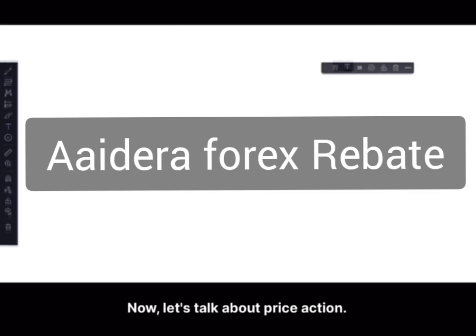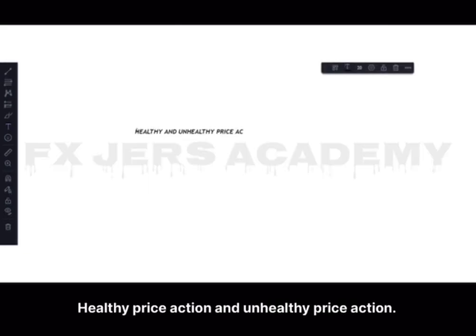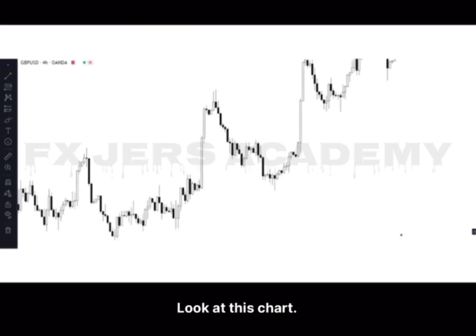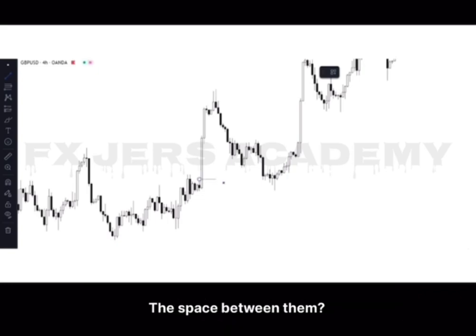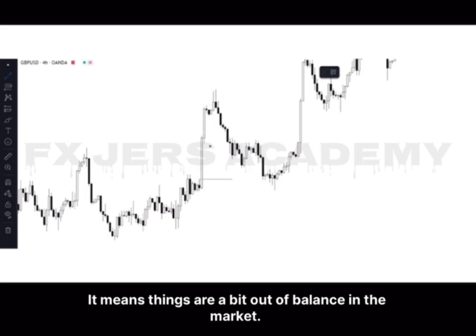Now, let's talk about price action. There are two types: healthy price action and unhealthy price action. Look at this chart. See how the price goes up? Before it shoots up, check out the first candle with a wick above and the third one with a wick below. The space between them? That's called an imbalance. It means things are a bit out of balance in the market.